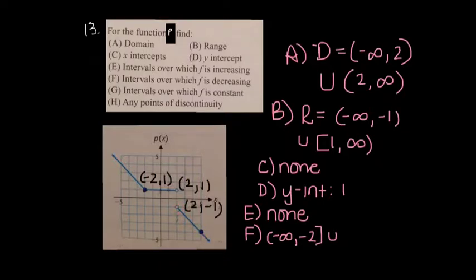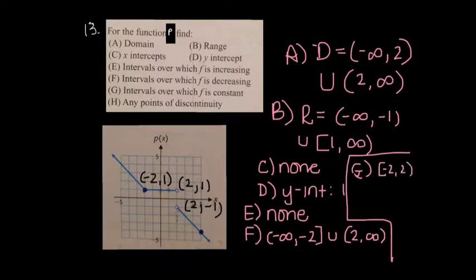So I would unite that with everything from 2 to infinity. Where the graph is constant, let's do that here. Where the graph is constant would be this section right in here. The domain values are negative 2 to positive 2. So it is constant from negative 2 to 2.